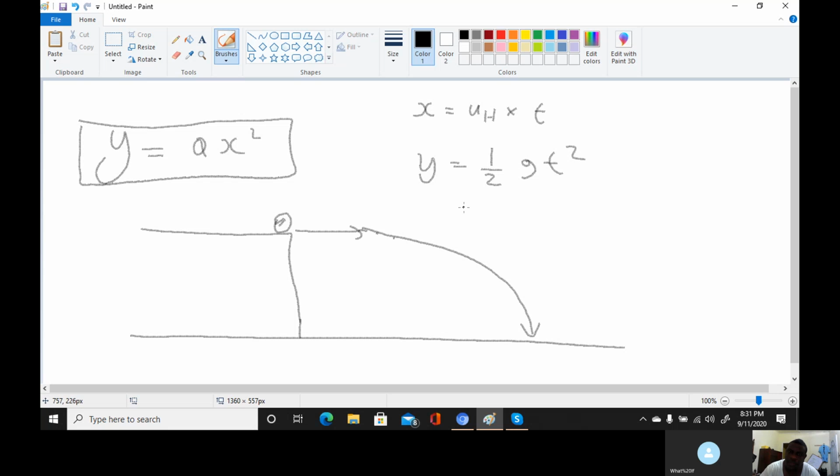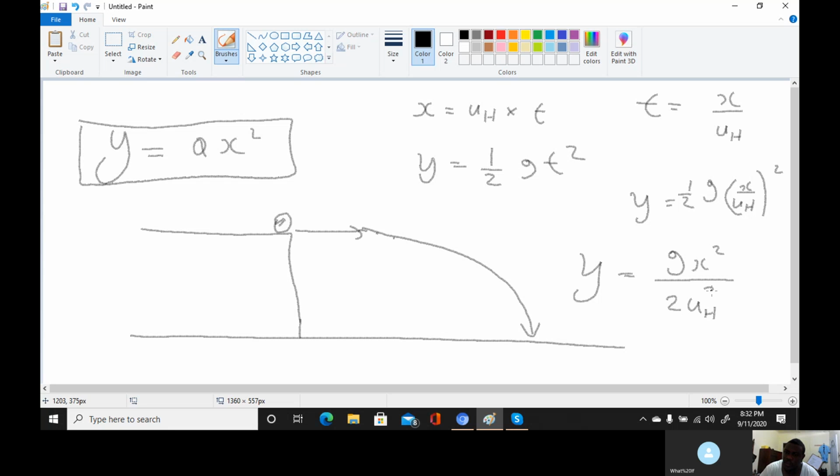When you combine both equations, let me just do it. Time is equal to x over u. Put that into the other equation. I'll get a half g, and instead of writing t, I'll write x over u squared. This is just a result we got from last time. What we want to do is analyze this result. So I'll have g x squared over 2 u_h squared.